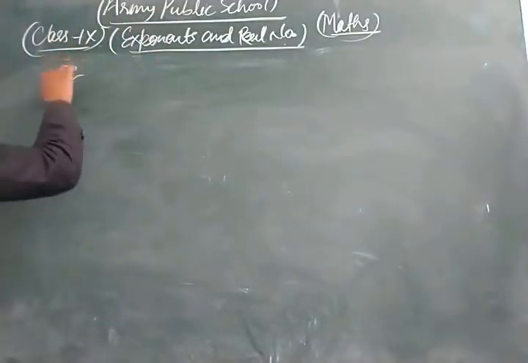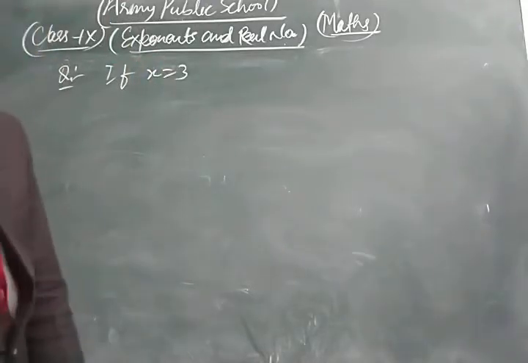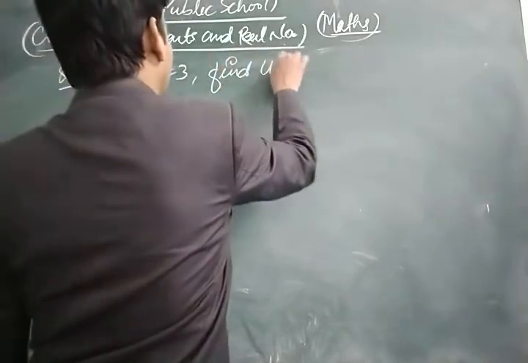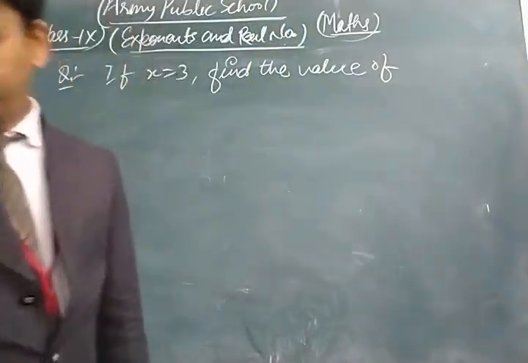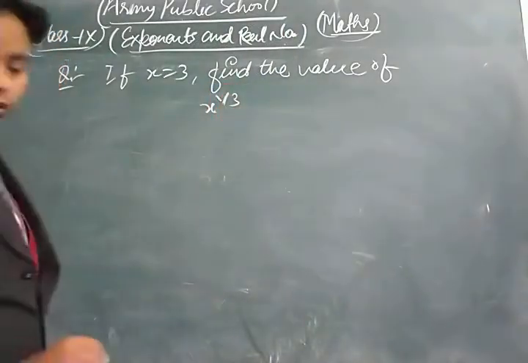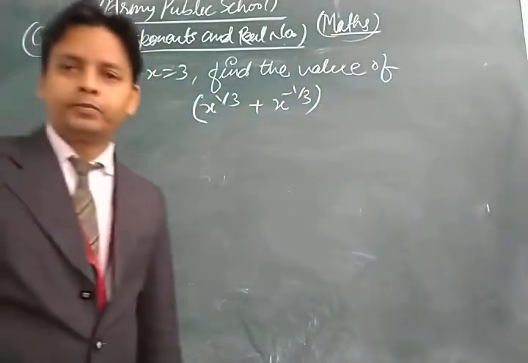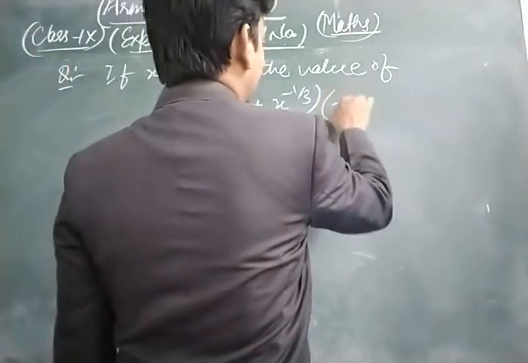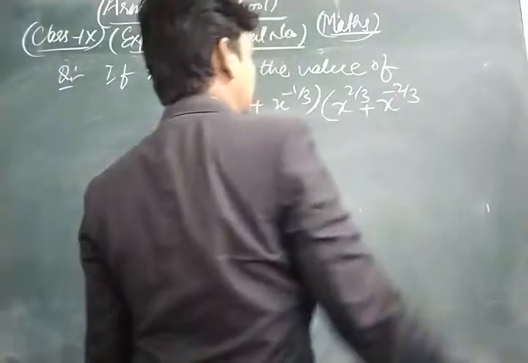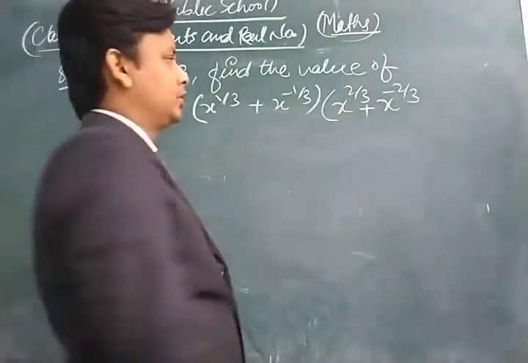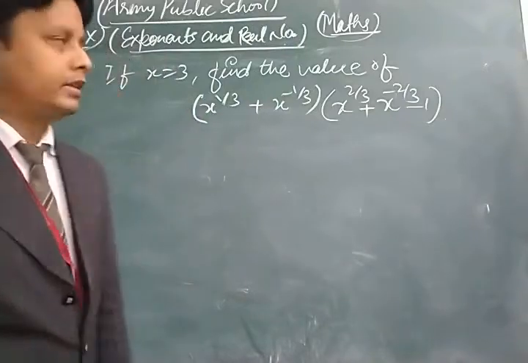Take a very important question of your syllabus, dear friends. The question is, if x is equal to 3, find the value of x to the power 1 by 3 plus 1 upon x to the power minus 1 by 3, into x to the power 2 by 3 plus x to the power minus 2 by 3 minus 1. This is the very important question of your syllabus. So let's see its solution.